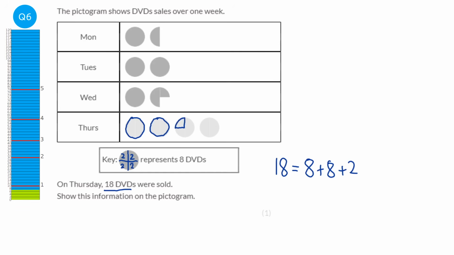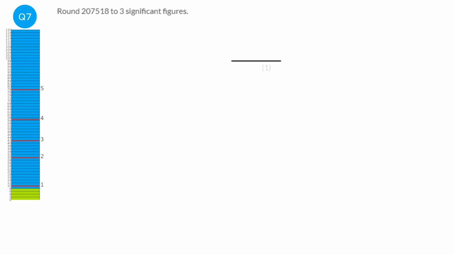And so that would be 8 for the first one, 8 for the second one, and then this little quarter will represent 2, which altogether is 18. I'm going to start just by writing down the number.